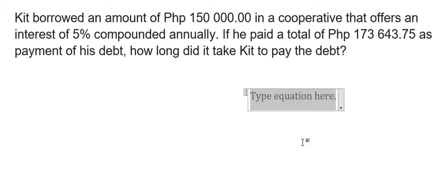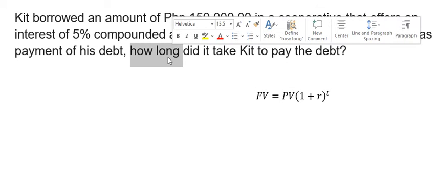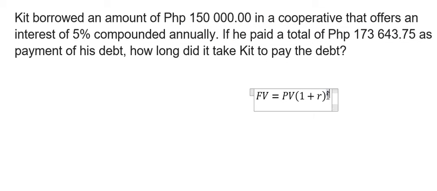We have the formula here: future value equals present value multiplied by 1 plus r to the power of t. The question wants us to find how long, that means t, the time.